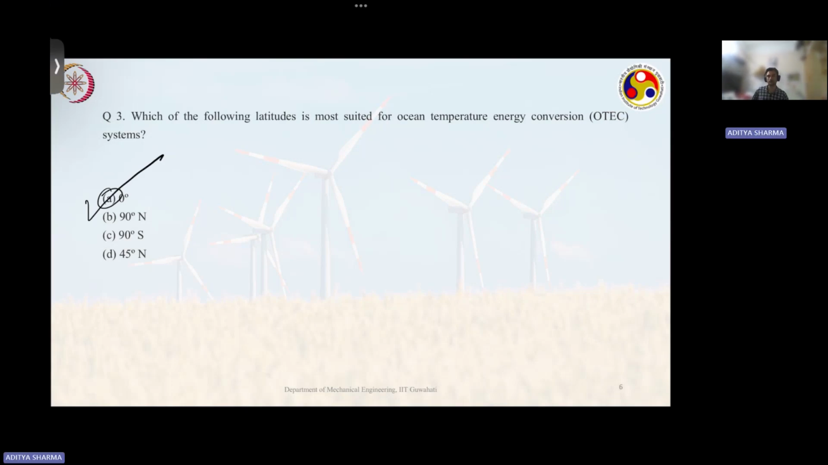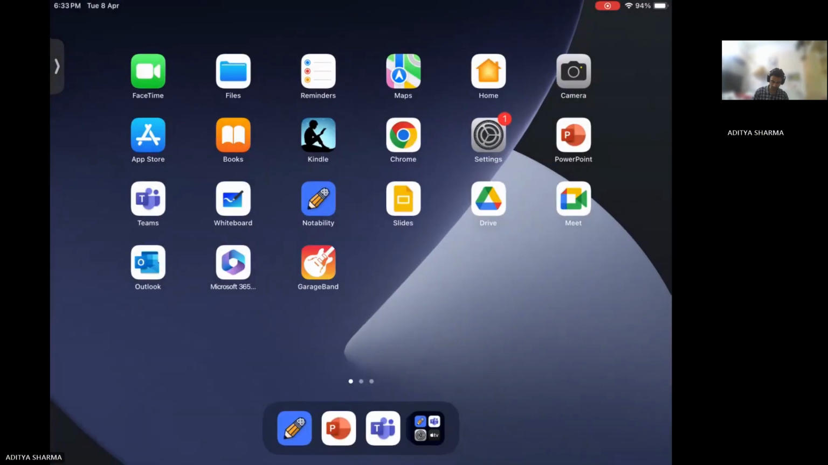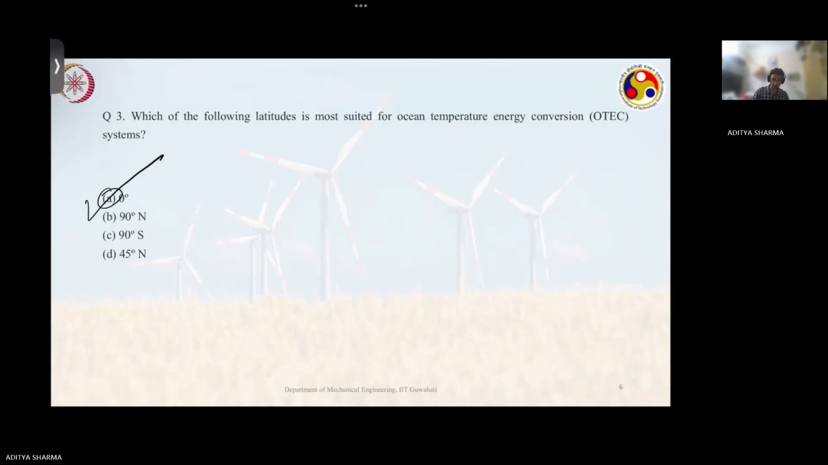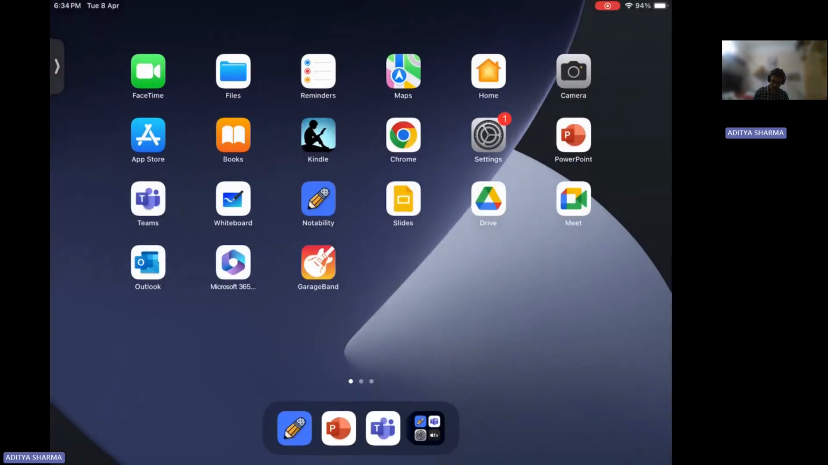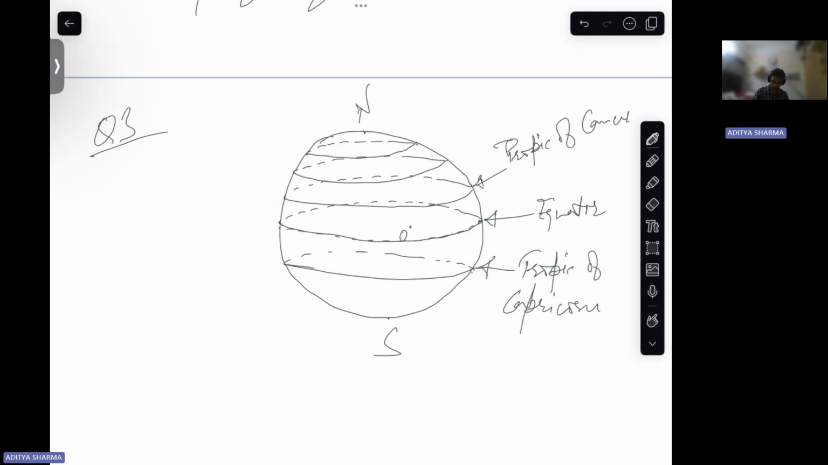Out of four options, if you see, the maximum insolation will be at your equator. Okay, so 90-degree north, 90-degree south, 45-degree north. So this is your 90-degree north, and this is your 90 degrees south.